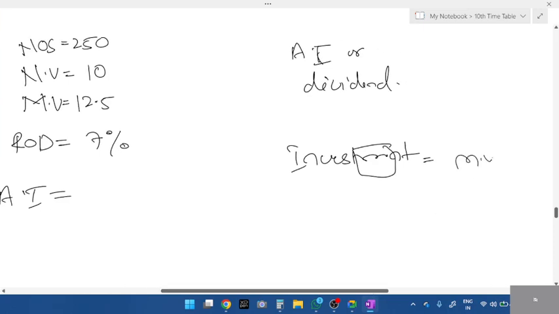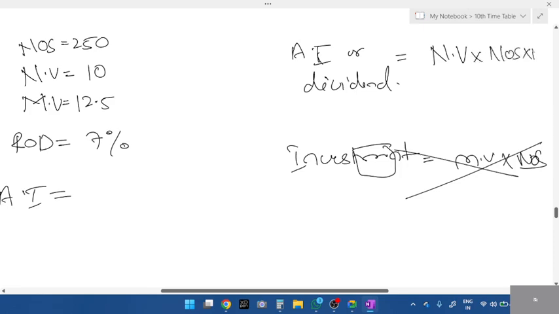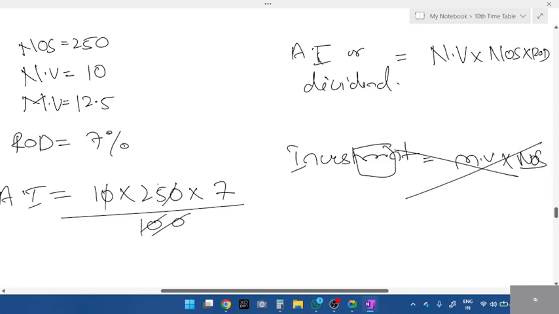Market value. We don't use this because investment is not asked. Annual income is asked. What is annual income? Instead of investment, we take nominal value, number of shares into rate of dividend. What is nominal value? 10. Number of shares 250. What is rate of dividend? What's the answer? 7 into 25, rupees 175. All of you got rupees 175? Correct answer. See how simple it is, students.